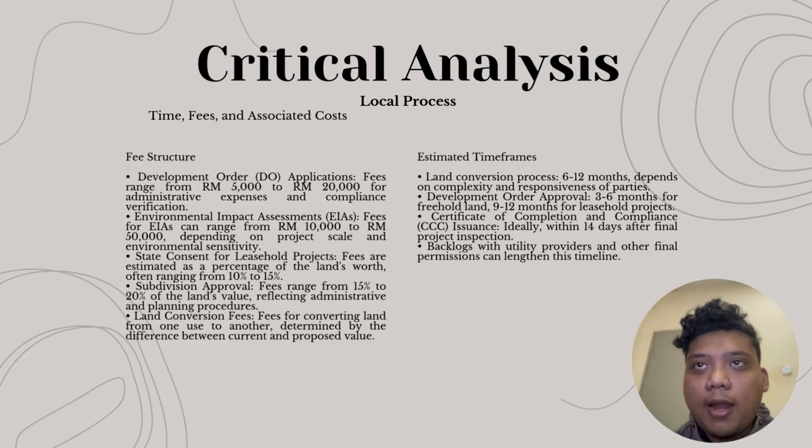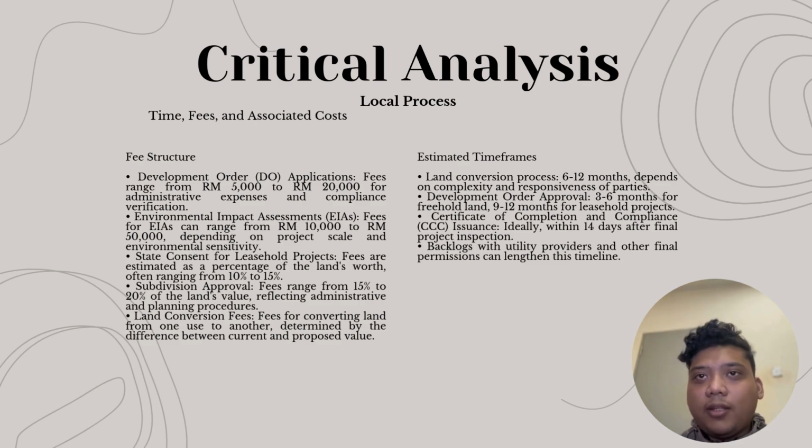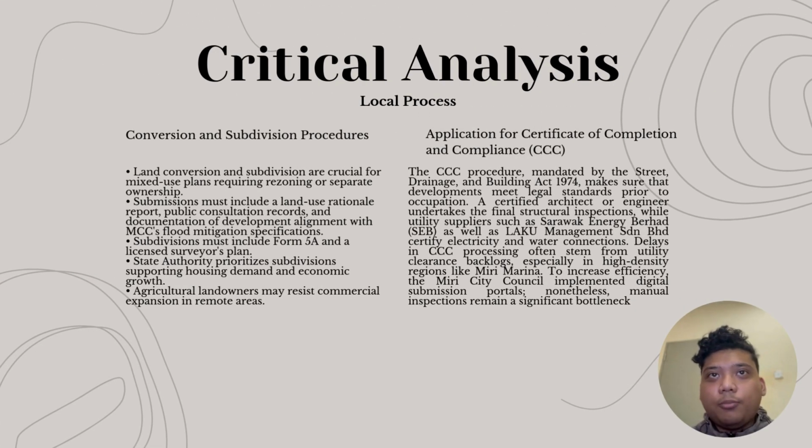For the estimated timeframes, the land conversion process usually takes about 6 to 12 months, depending on the complexity and responsiveness of each party. For the development order approval, it will take about 3 to 6 months for freehold land, while 9 to 12 months for leasehold projects. Certificate of Completion and Compliance issuance ideally will take within 14 days after final inspection. However, despite this, backlogs with utility providers and other final permissions can impact the timeline of this estimate.